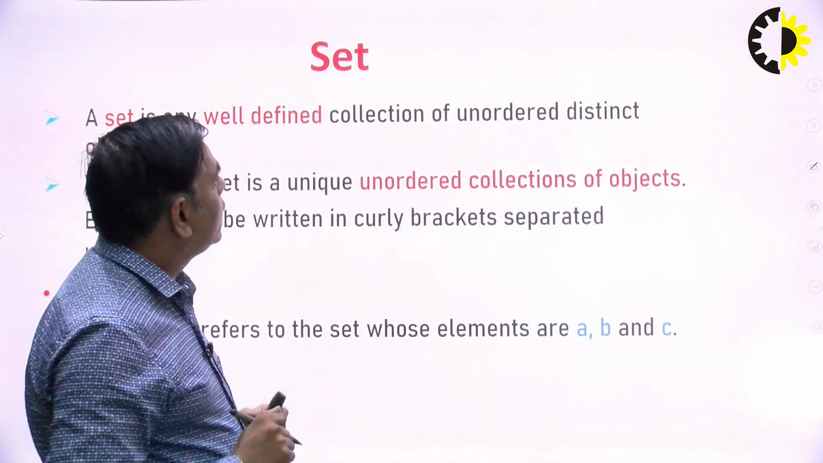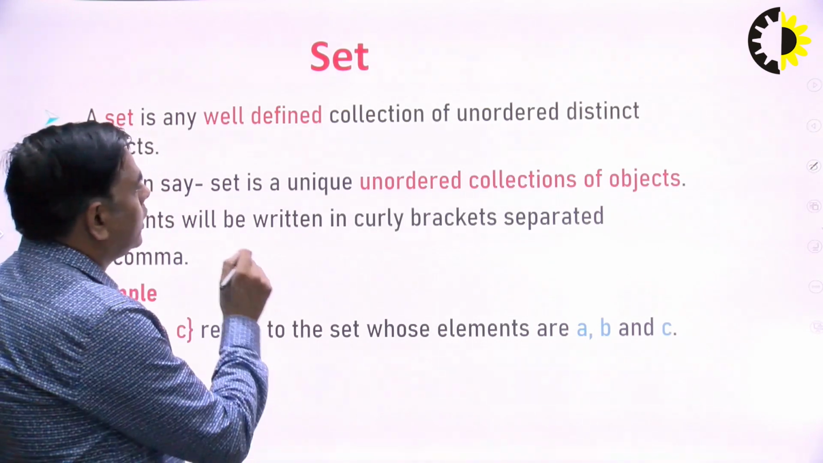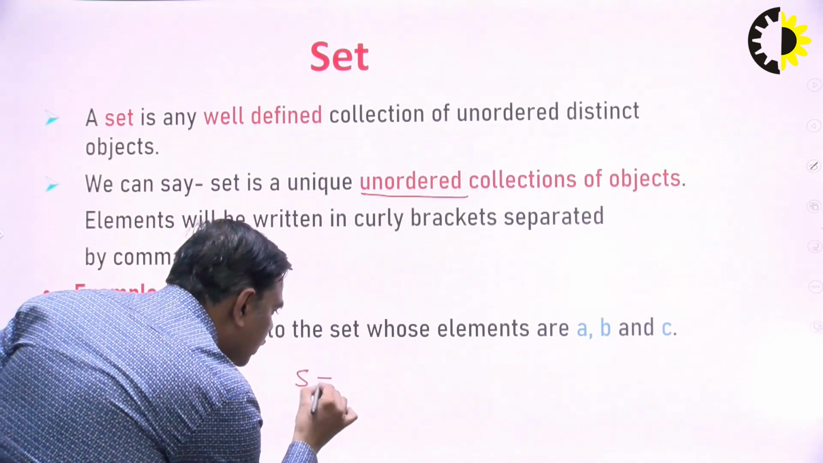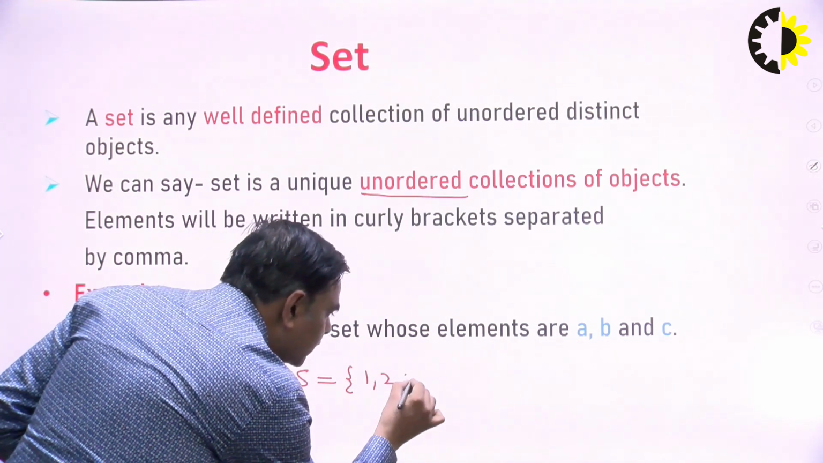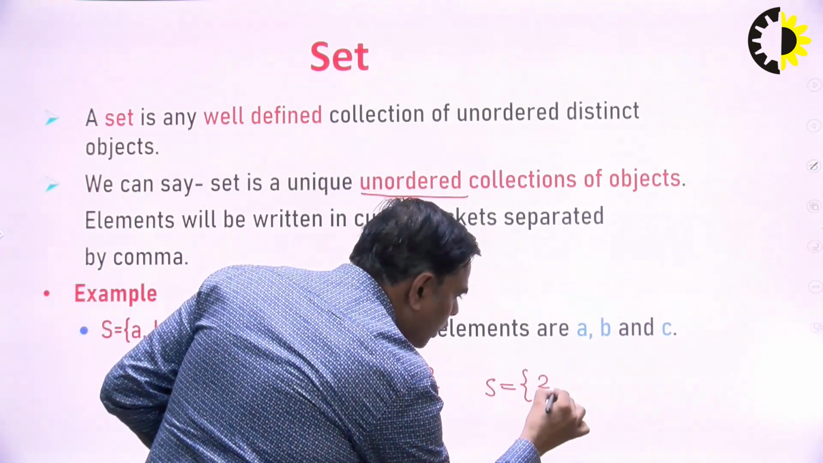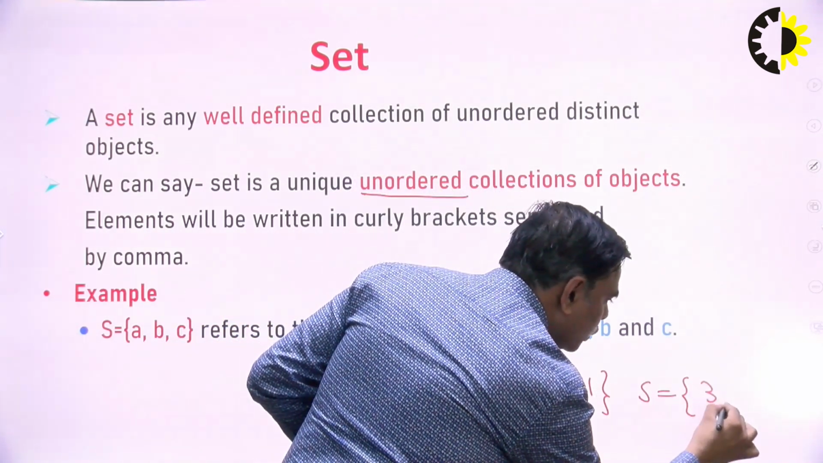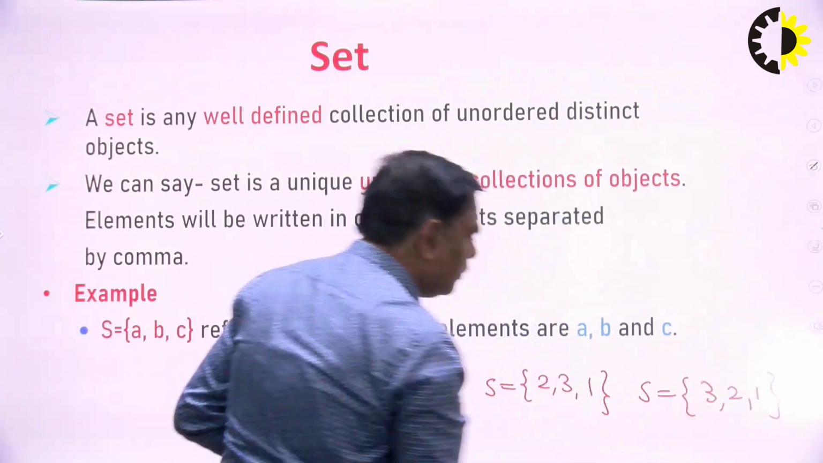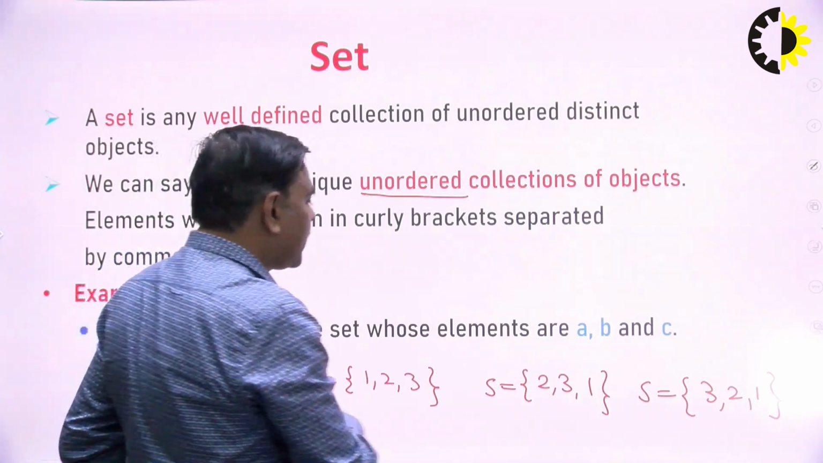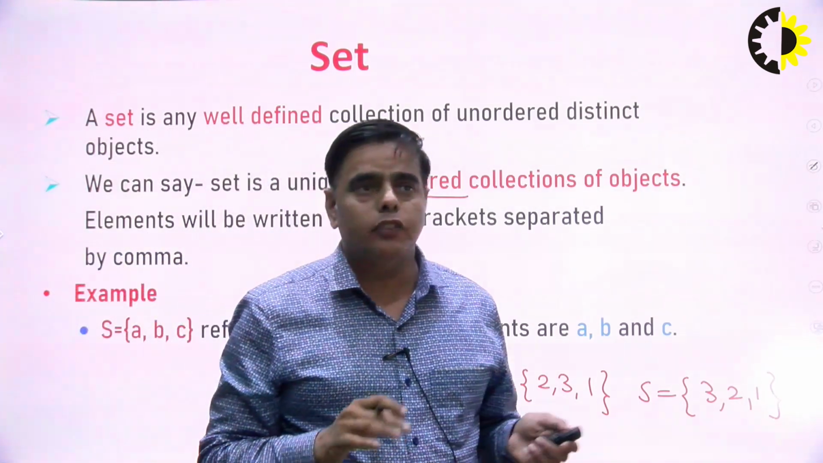The definition says the elements should be well defined and it should be unordered. What does unordered mean? If I am writing S equal to the set 1, 2, 3, the same set can be written if the elements are 2, 3, 1, or S equal to 3, 2, 1, or in any order. Whatever order you use, the set will be the same. In this condition, the set S is the same. So, order is not necessary to maintain for a set.